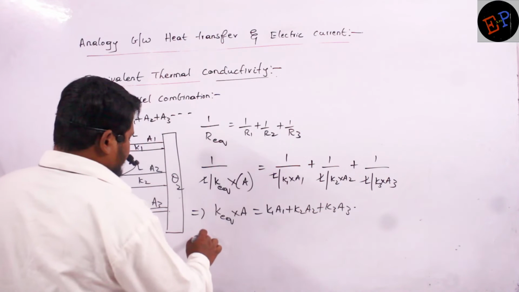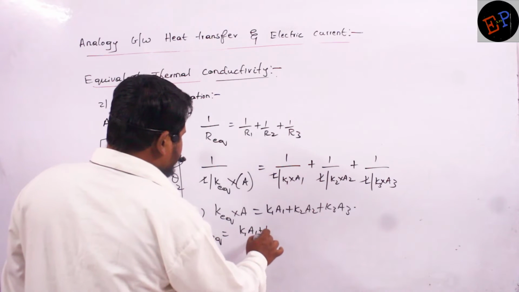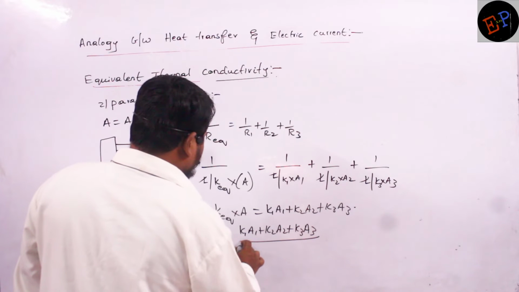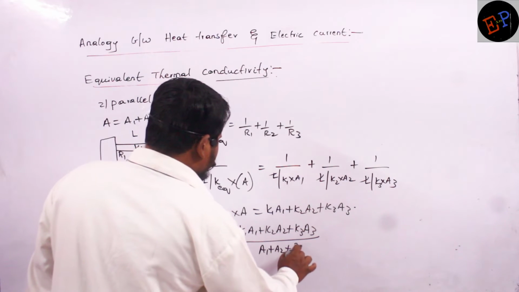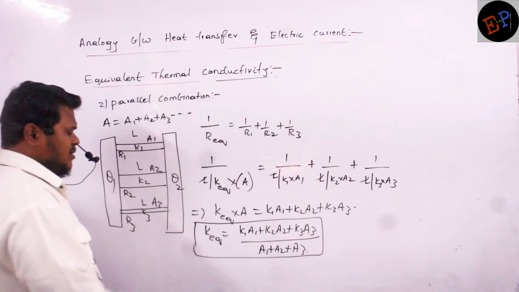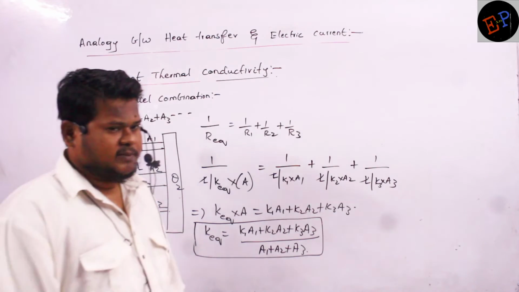Therefore, what is the K equivalent? K equivalent is equal to K1 A1 plus K2 A2 plus K3 A3 divided by A, where A can be written as A1 plus A2 plus A3. This is the K equivalent for the parallel combination of rods. Understood now?